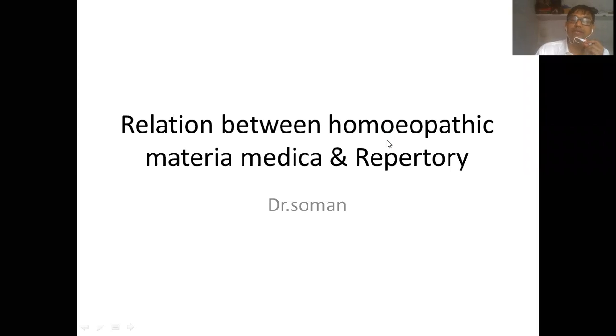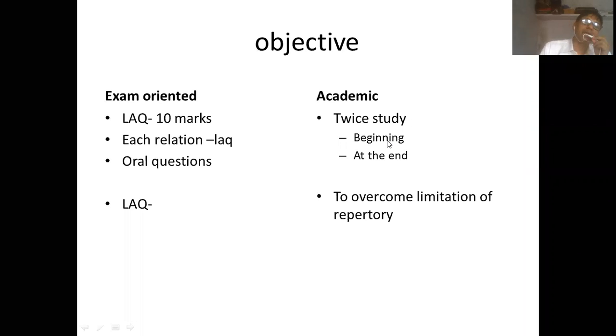Now, what is the objective of this topic? The simple objective is an exam-oriented objective. It could be a 10-mark long answer question. Then each relation can be asked as a long answer question and in orals. And then the academic objective is that one should study this topic at the beginning and also at the end of learning all the repertory, because it will give some important concepts about this relationship of homeopathic materia medica and repertory.